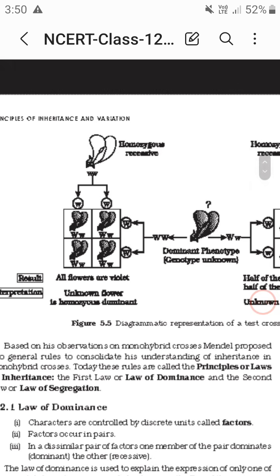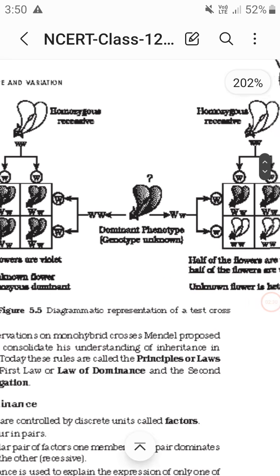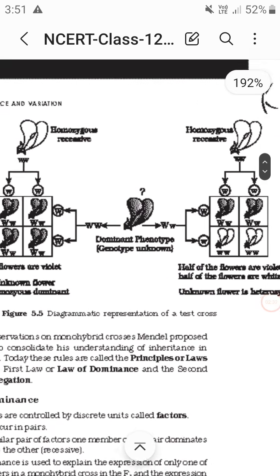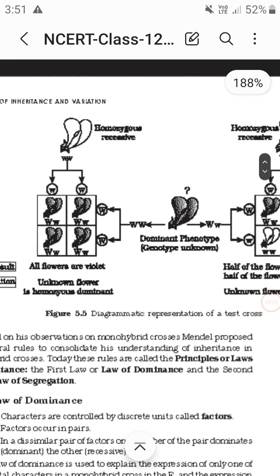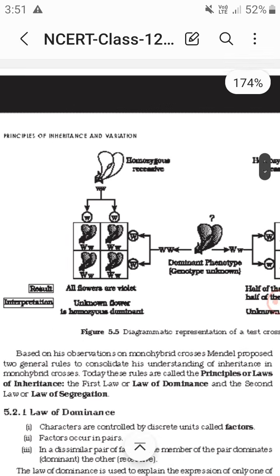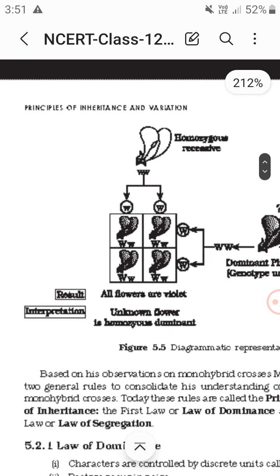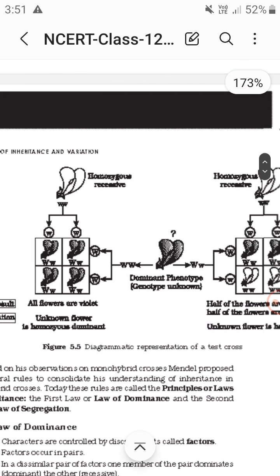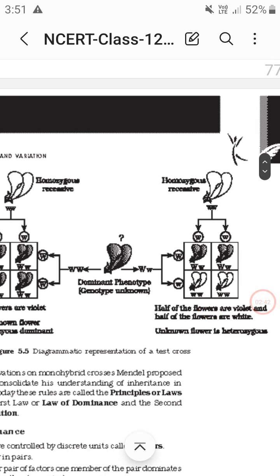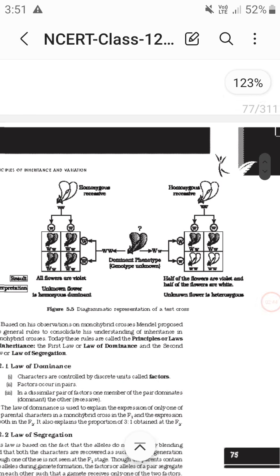Okay. So this is how we predict the zygosity of the dominant phenotype, the genotype. See, so this is it. This is a test cross.